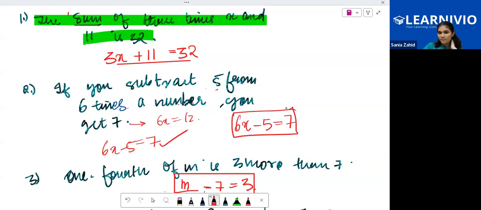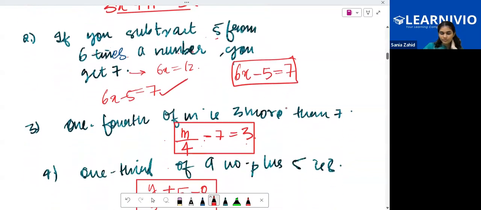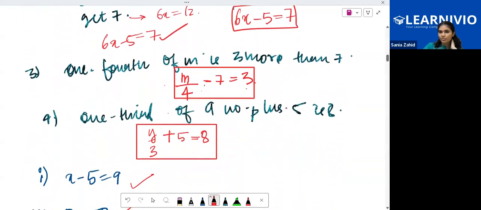You understand? Yes. Then it is written 1/4 of m is 3 more than 7. So how will you do this? 1/4 of m will be m by 4, right? Yes. 3 more than 7 means when you subtract 7 from m by 4, you will be left with 3. So you can write the equation as m by 4 minus 7 is 3.